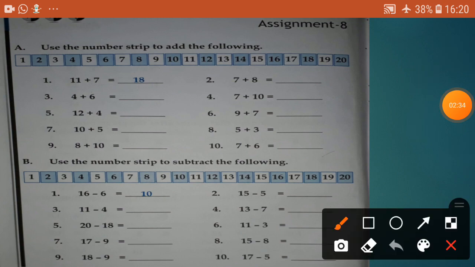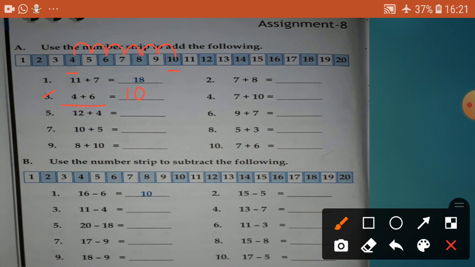Number 3. Question: 4 plus 6. Plus 6 means you go 6 steps. Everyone follow me. I am starting at 4. 1 step, 2, 3, 4, 5, 6. See here, the answer is 10. 4 plus 6, answer is 10.